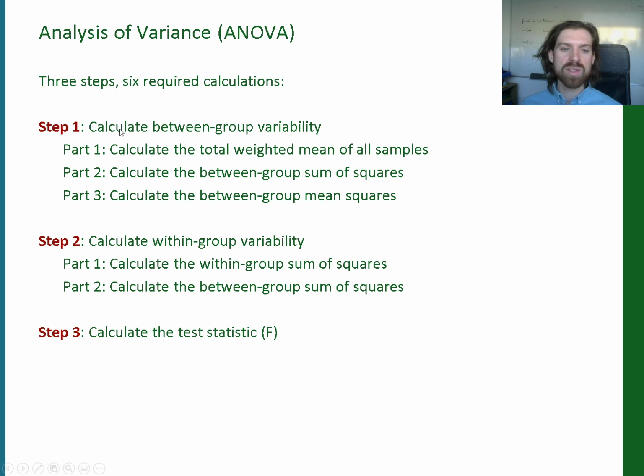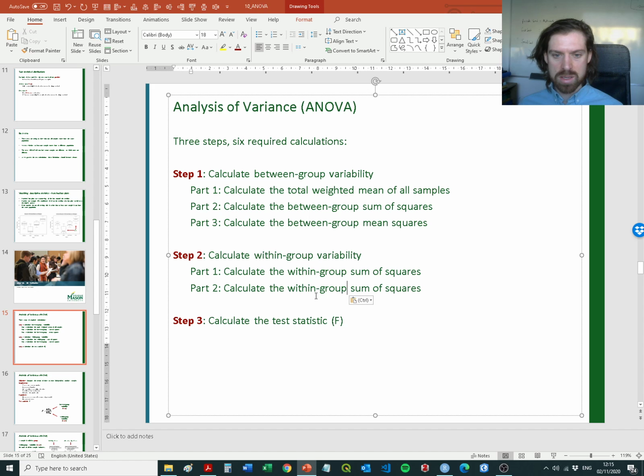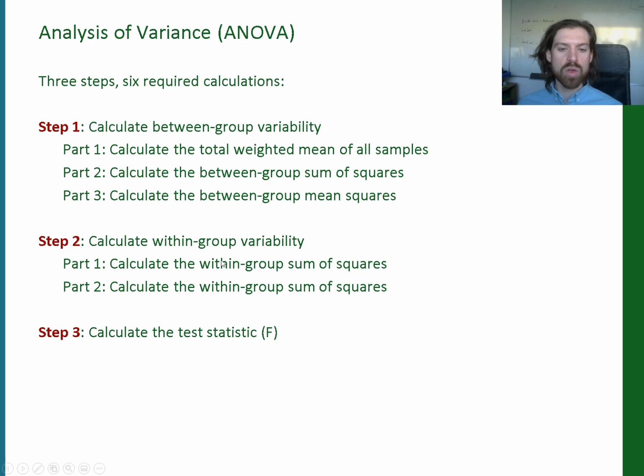So first of all, we need to calculate the between group variability, which essentially involves calculating the total weighted mean of all the samples, the between group sum of squares, and the between group mean of squares. And then we need to calculate the within group variability. So this basically calculates the within group sum of squares and the within group... Sorry, there's a mistake just there. Let me just change this on the slides. There we go. The within group sum of squares. And then finally in step 3, we need to calculate the test statistic. Okay, so I hope that that's clear for you.